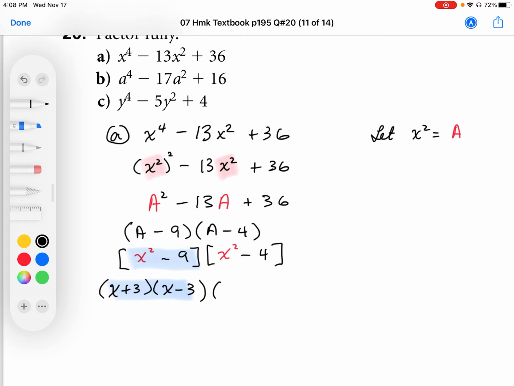And then we're going to factor this into x plus 2, x minus 2, because again, that's a difference of squares. So this bracket here is going to factor into these two terms, and that's the whole thing fully factored.